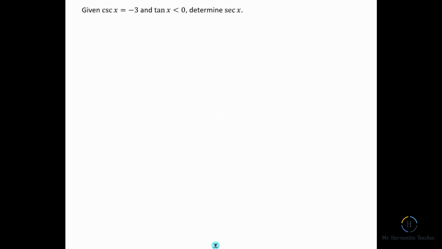Cosecant of x is equal to -3, and tangent is less than 0. What you want to immediately think about is that it's negative.